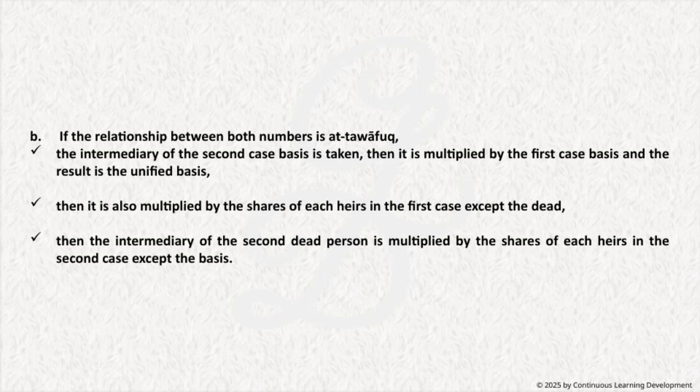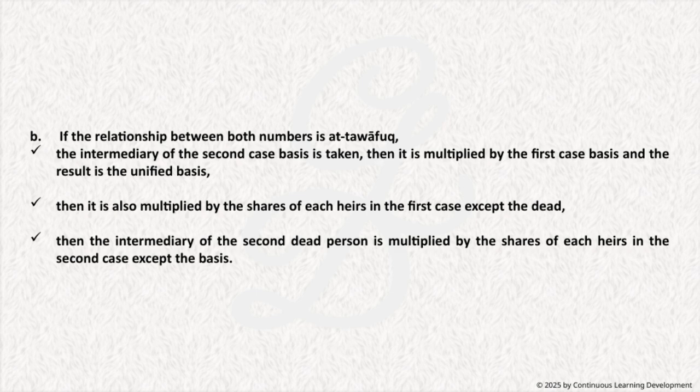Let's take a closer look at this slide. Here, we're talking about the concept of at-tawafuk, which is key in understanding how to combine different numbers in inheritance calculations. When the relationship between these numbers is at-tawafuk, we start by taking the intermediary of the second case basis. This intermediary acts as a sort of bridge or connecting point between the two cases. Next, we multiply this intermediary by the second case basis, and the result of this multiplication becomes what we call the unified basis. Essentially, this is the combined basis that reflects both cases.